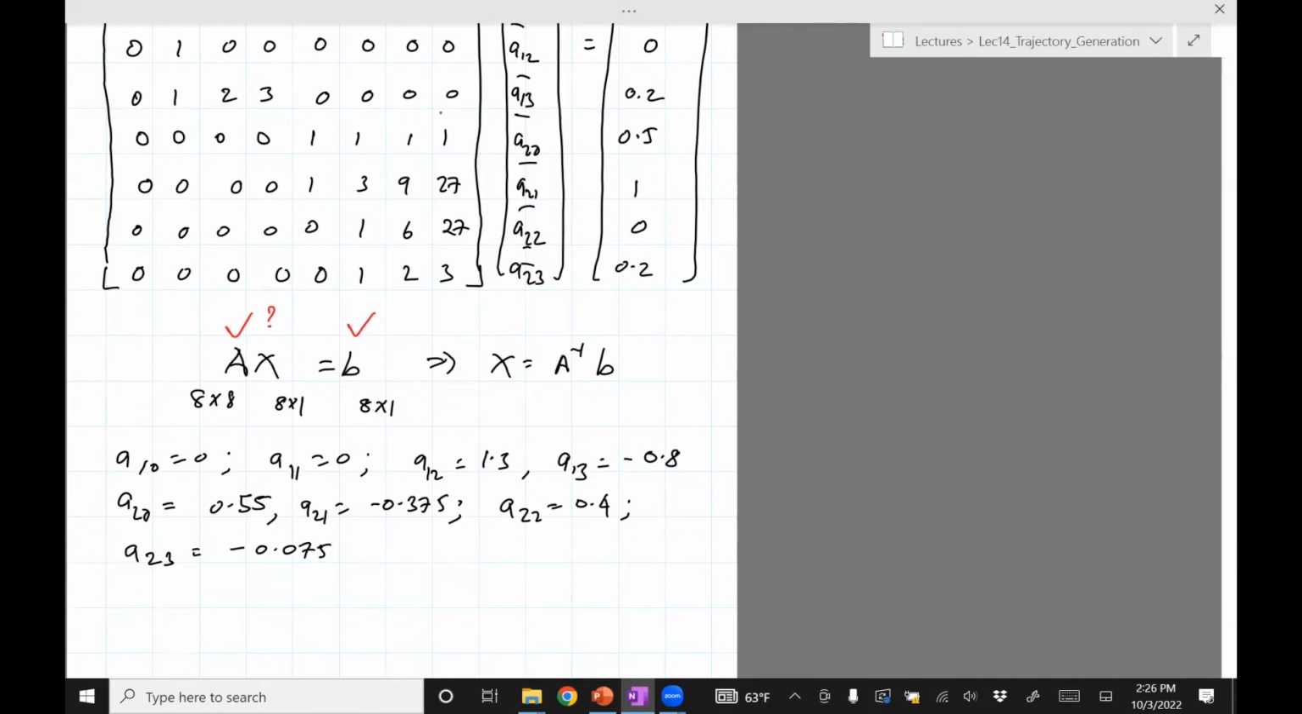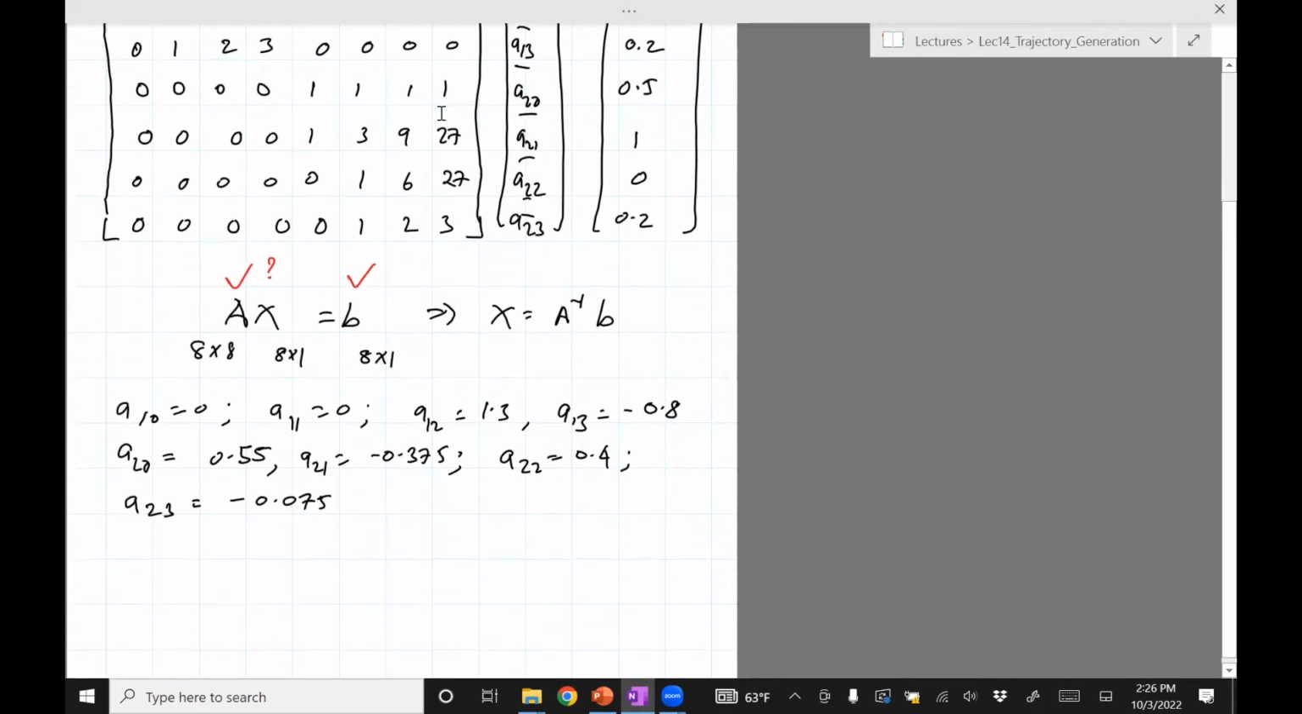It's not very important, the values are not very important. I just got them from writing Python code, which gives me the answers from that equation Ax equals b. Okay, so I'll show you the Python code in a bit.